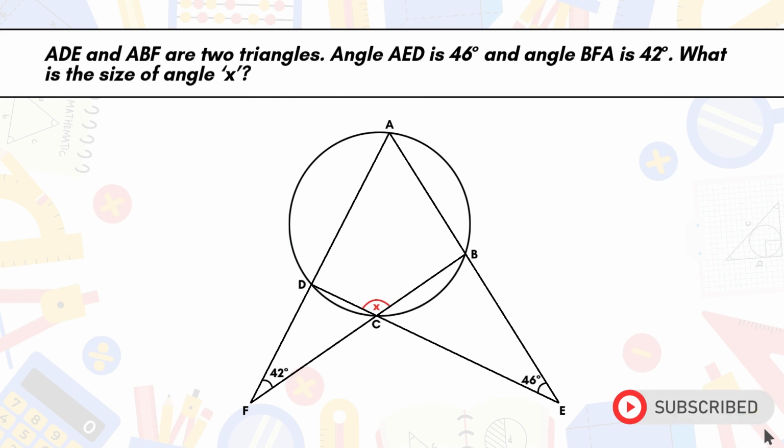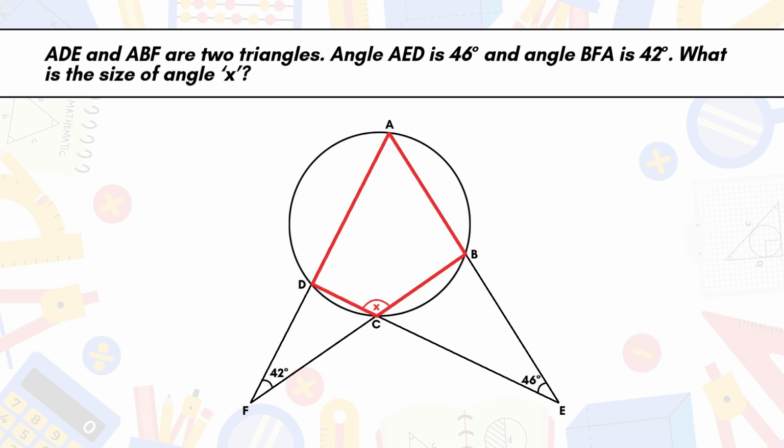In today's video, we're going to tackle a GCSE level math problem that requires your knowledge of various circle theorems. As you can see, ADE and ABF are two triangles. Angle AED is 46 degrees and angle BFA is 42 degrees. What is the size of angle X?